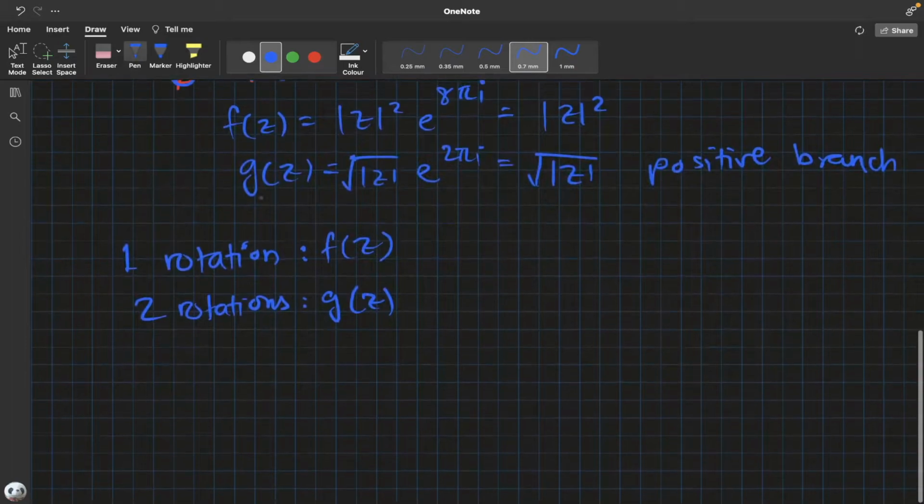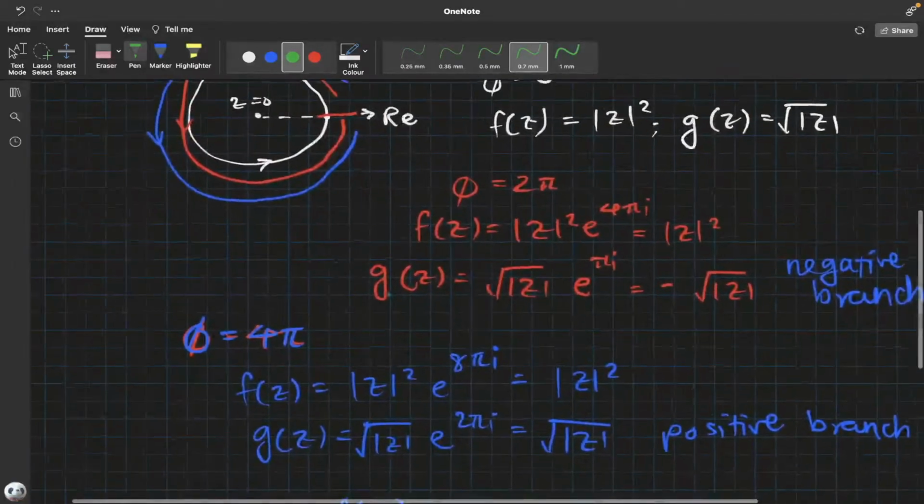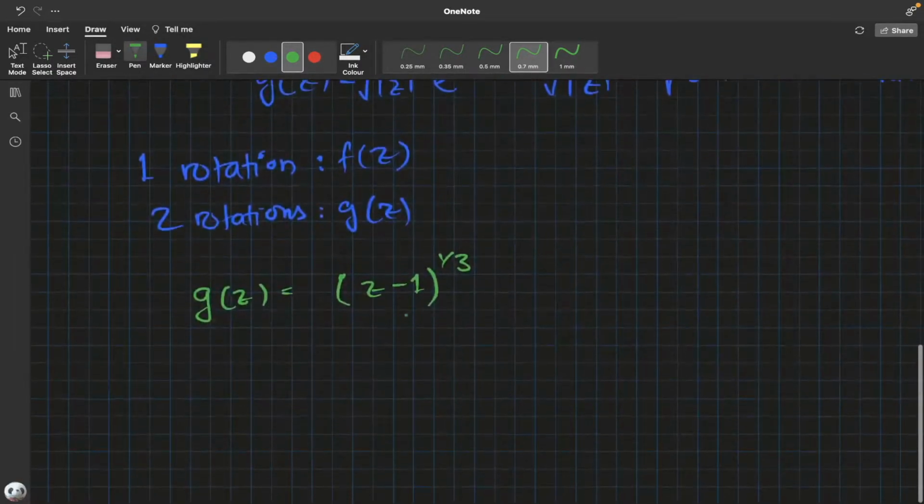Okay, so this was just one function. Let's do another function, and then we can probably generalize. So let's say g of z is z minus 1 to the 1/3. Before, we went around contours that obeyed this condition. Here we're going to obey this condition.